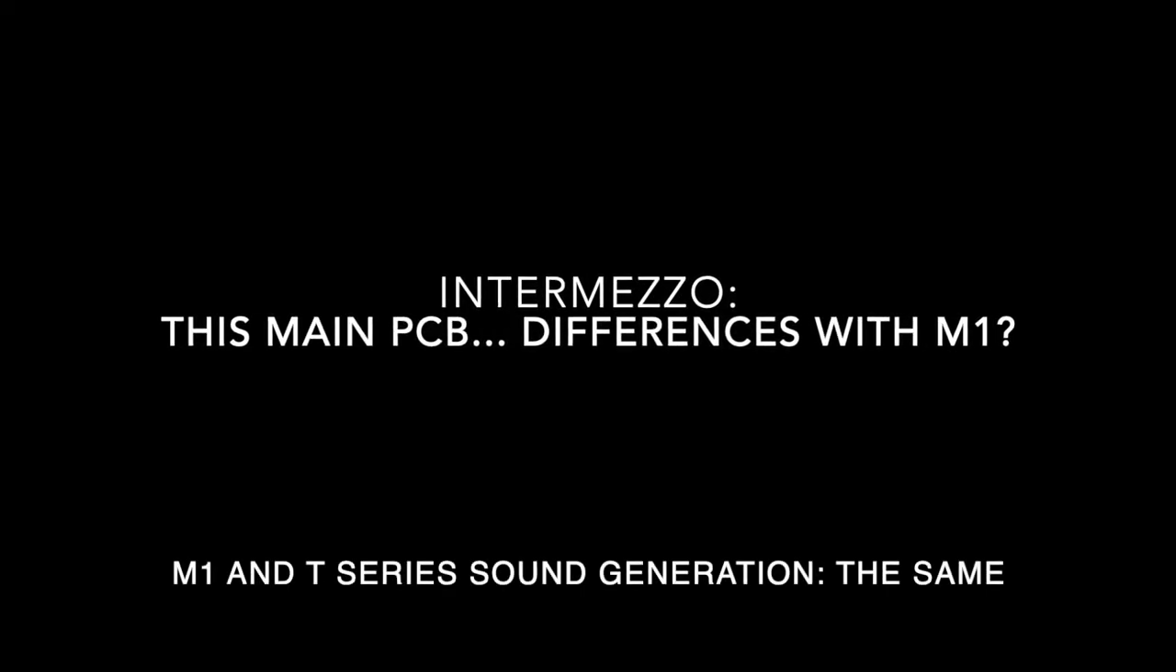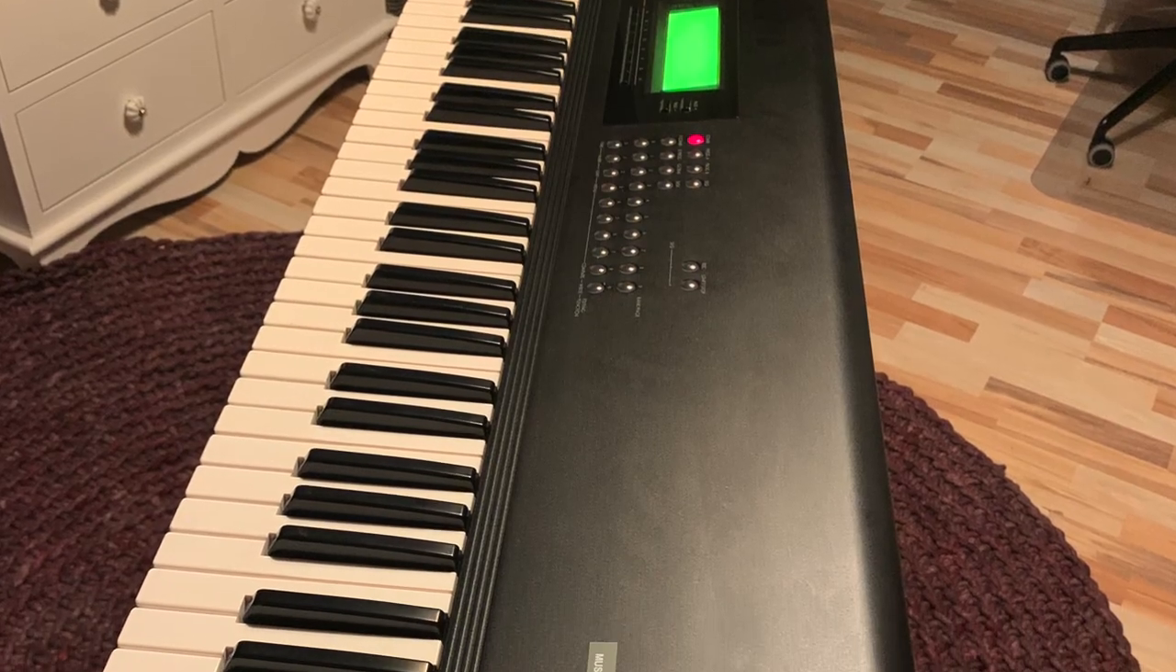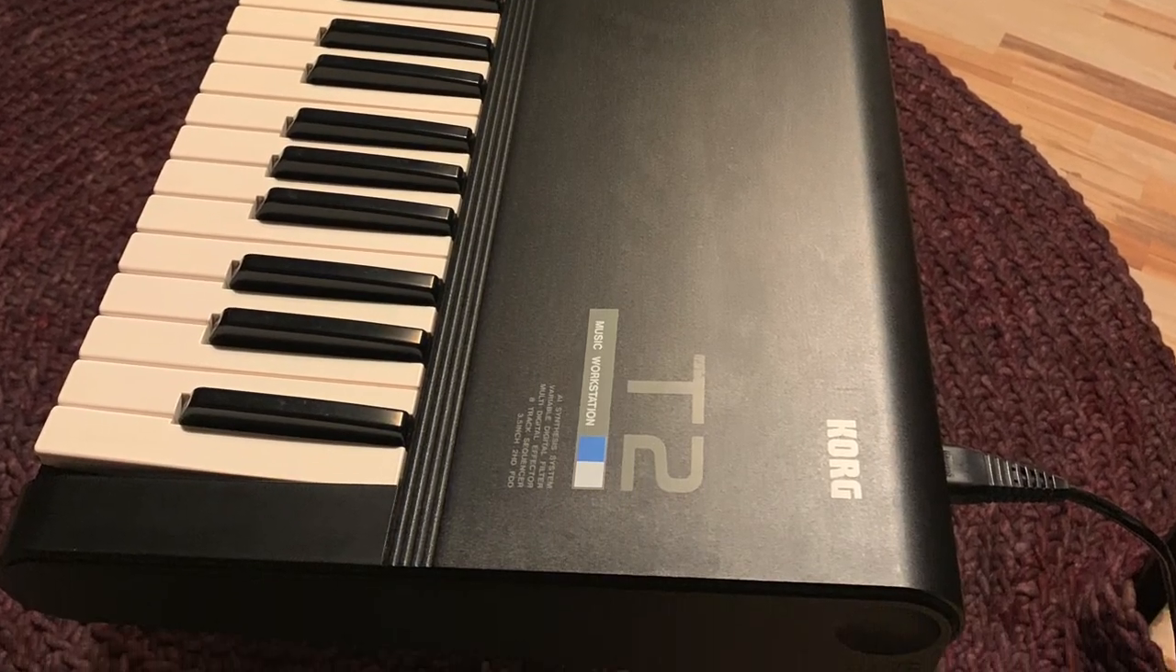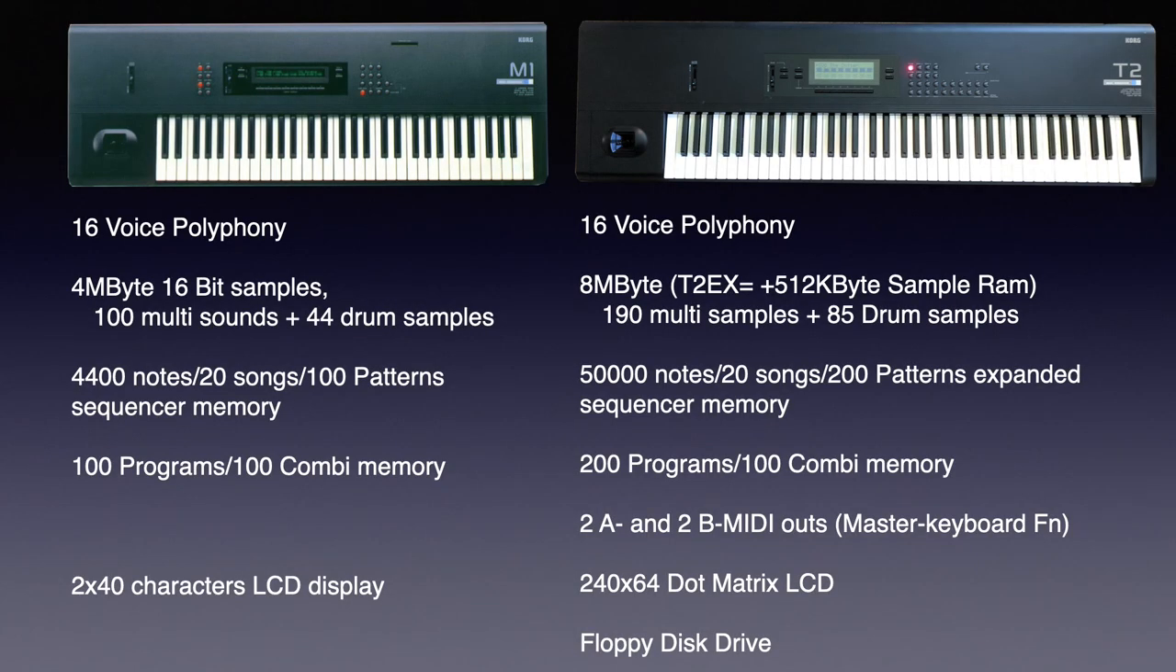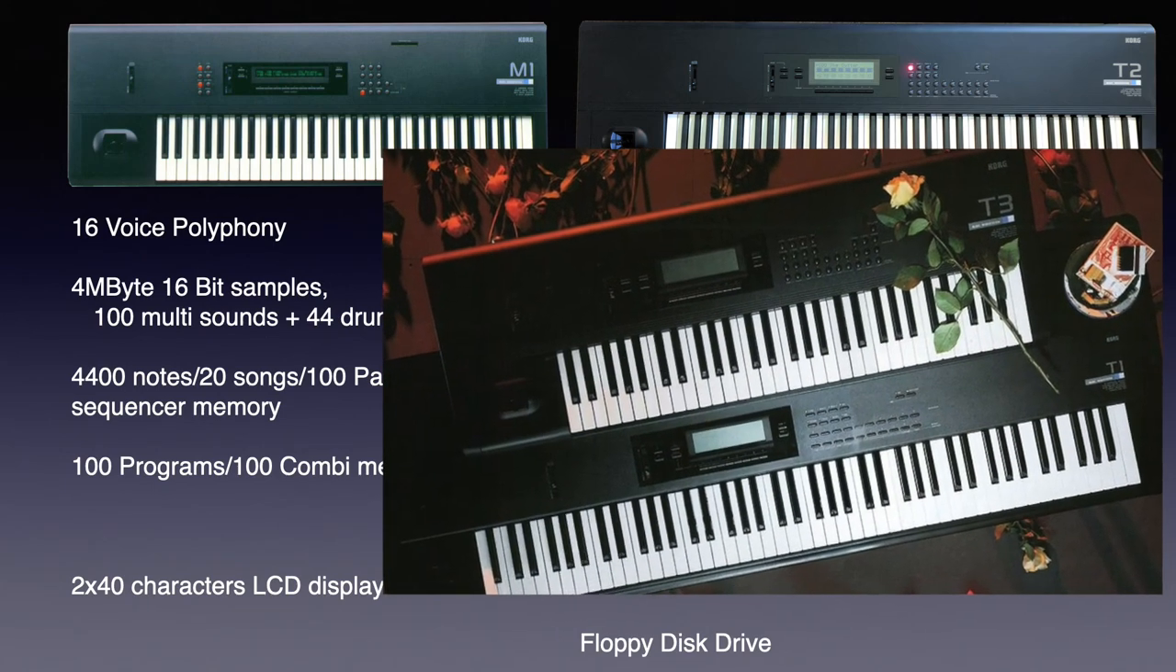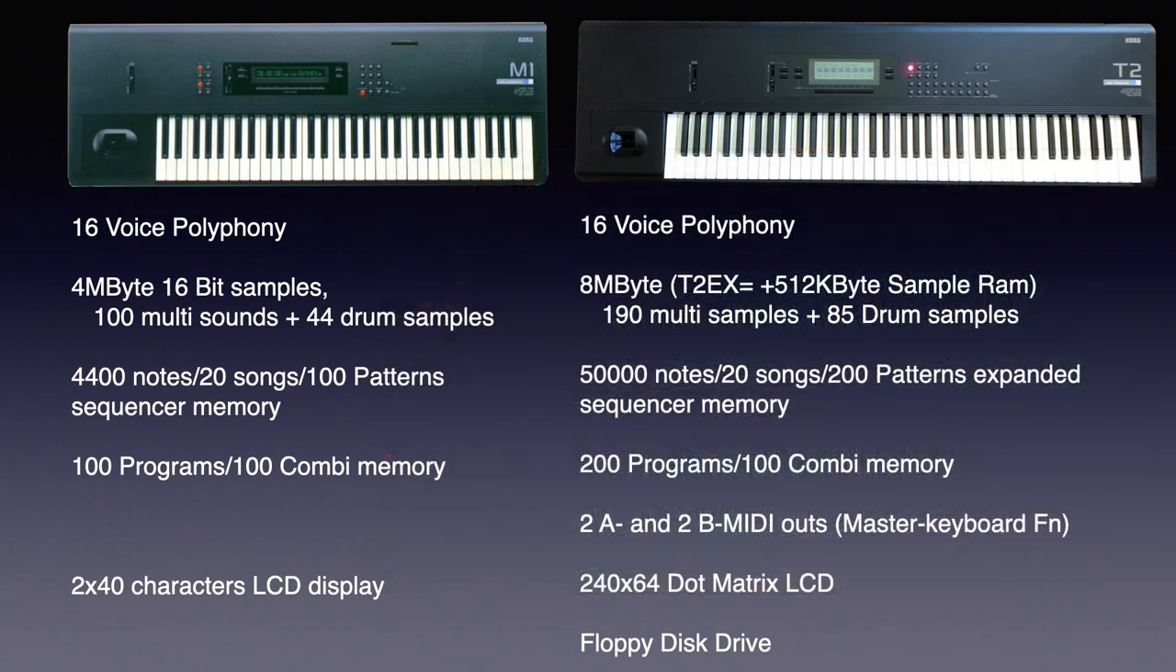Differences between the M1 and T-Series then? Well, first off, the T-Series can be regarded as what the M1 should have been from the beginning. So more sequencer memory, larger and therefore more usable display, a floppy disk to store your sequences on, and a 76 and 88 piano keyboard option with master keyboard features, etc.